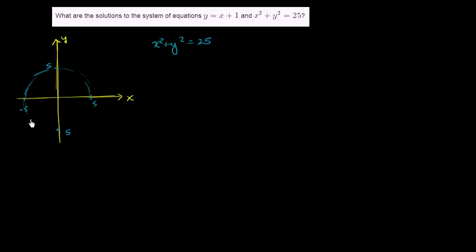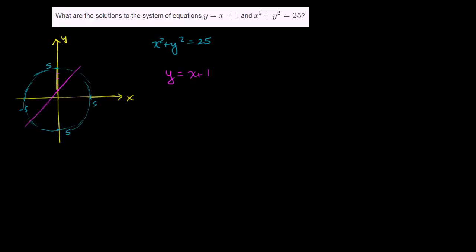So let me, there you go. Trying to draw it as close to a perfect circle as I can. And then y equals x plus 1. Y equals x plus 1 is a line of slope 1 with a y-intercept of 1. So this is 1, 2, 3, 4. Y-intercept is there. It has a slope of 1. So it looks something like this.